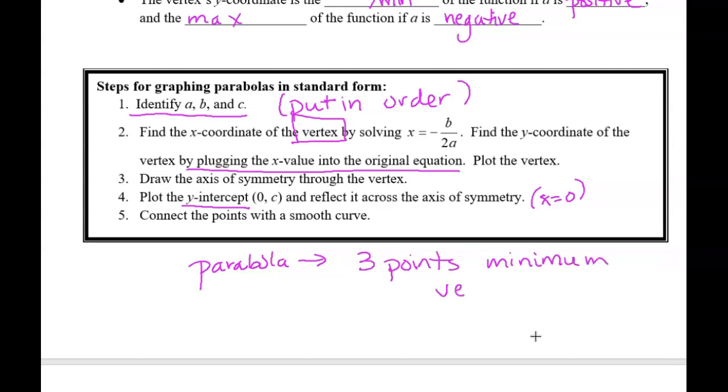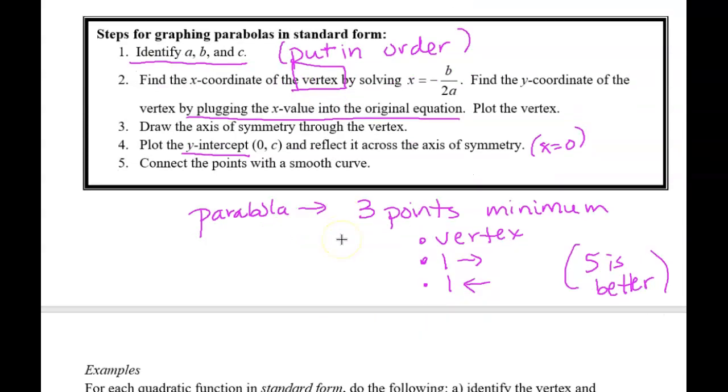We need the vertex. We need 1 point to the right, and we need 1 point to the left, in order to get that U shape. 5 is the best, but 3 is the minimum. So on a line, you only needed 2 points. On a parabola, you really do need 3 to make that curved shape.